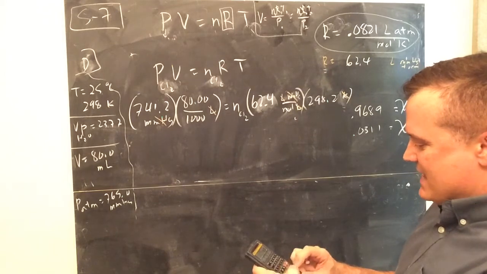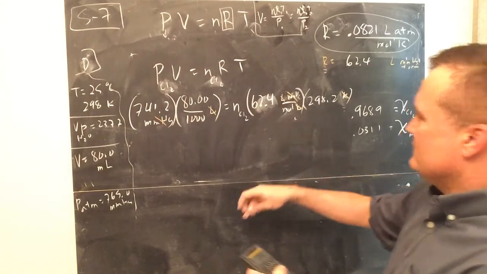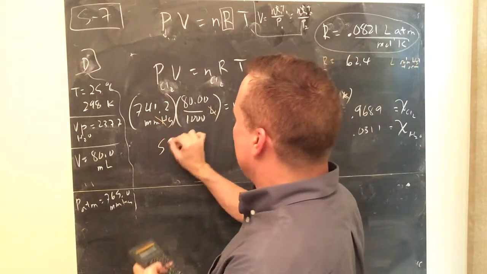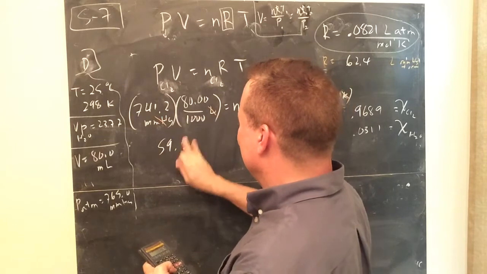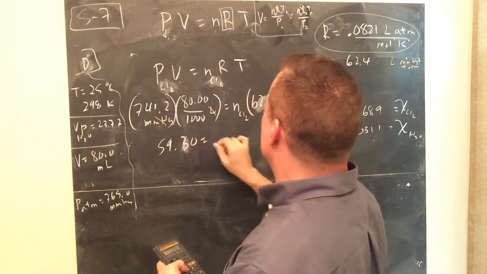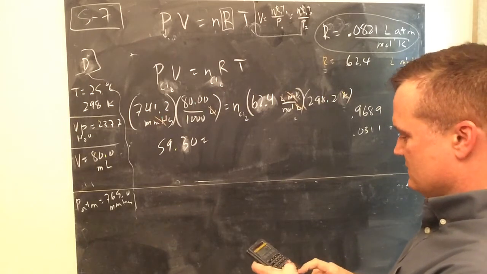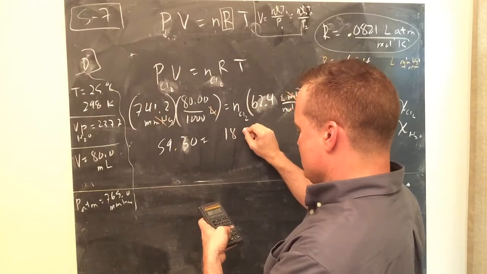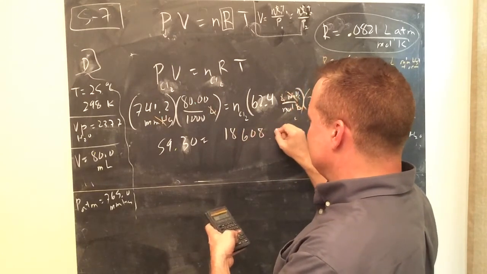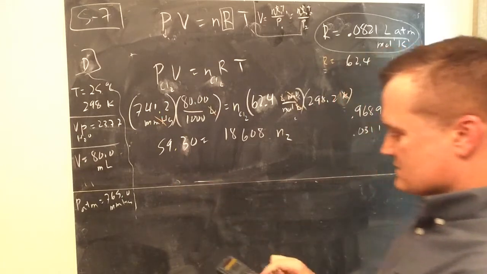741 times 80 divided by 1,000. Okay, that is 59.2930 equals 62.4 times 298.2, 18,608 N2. So let me double check this math.